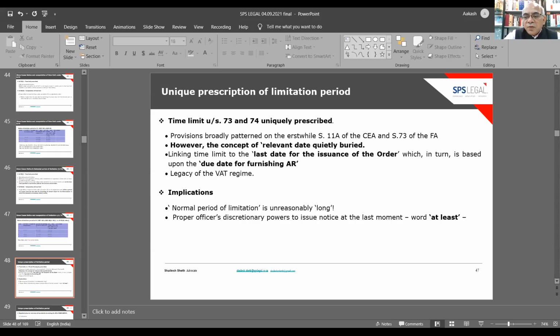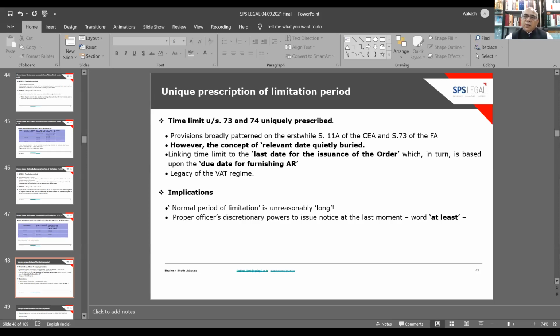This is the legacy from the VAT regime. This was never a practice in excise and service tax for all these decades. This is the legacy from the VAT regime, and it has serious repercussions for the taxpayers because of the extraordinarily long period of time which the department gets on account of this proposition.